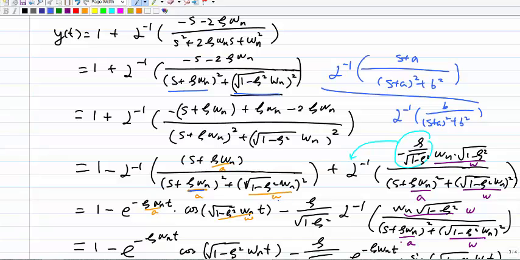Okay, this is my B. This is W. Sorry, you can see it's W. This is W, and it's W. That's okay. And then, of course, on the numerator, we want S plus A. We want to have the same value, right? So we just write this S plus theta Wn.